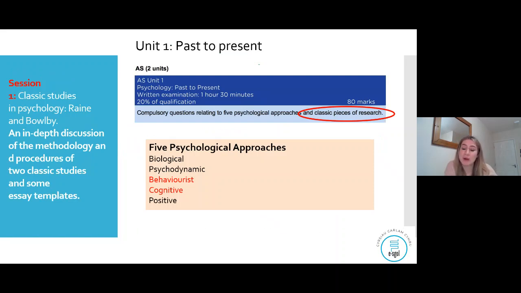So just an overview of where we're at in terms of the psychology course. This is Unit 1, which is past to present, and your AS exam will be 20% of your qualification, 50% of this year, your year 12. Within the past to present unit, you will have to look at classic pieces of research, and you have got 5 studies across 5 approaches that you need to look at in a lot of detail. Today we are looking at the behaviourist and the cognitive ones, like I've already said, and we've already looked at our biological and psychodynamic case studies.